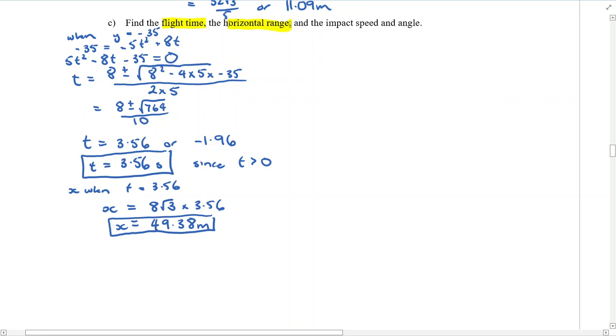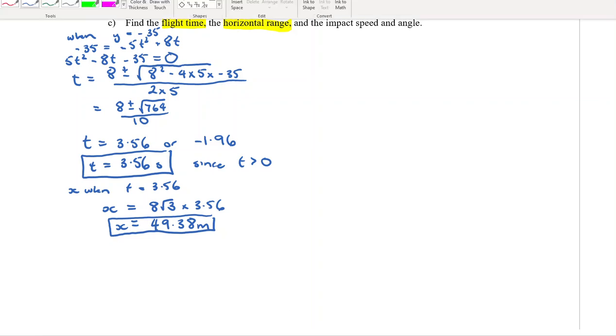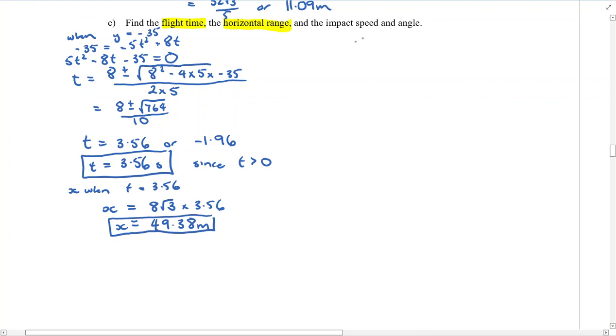What else do we need to find? We need to find the impact speed, and the angle means the angle that it's impacting at. So that means I need to find the x velocity and the y velocity so that I can find the overall velocity, and I'll also be able to find the angle from that as well. So let's sub into our velocity equations. For both of them, I'm again subbing in that t is equal to 3.56. So this is right at the end point of impact.